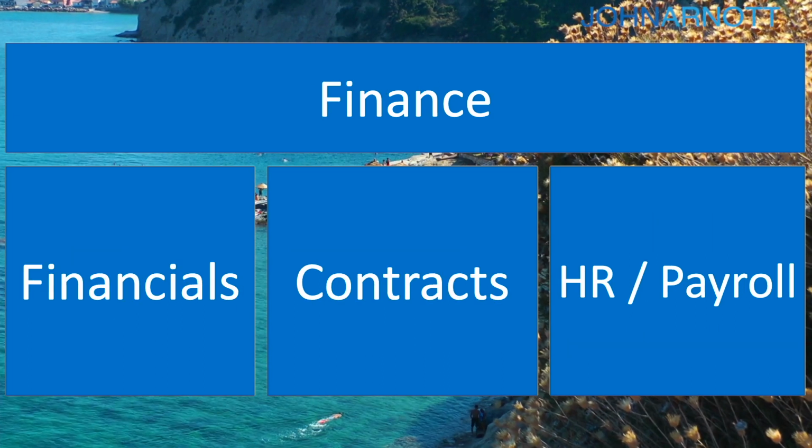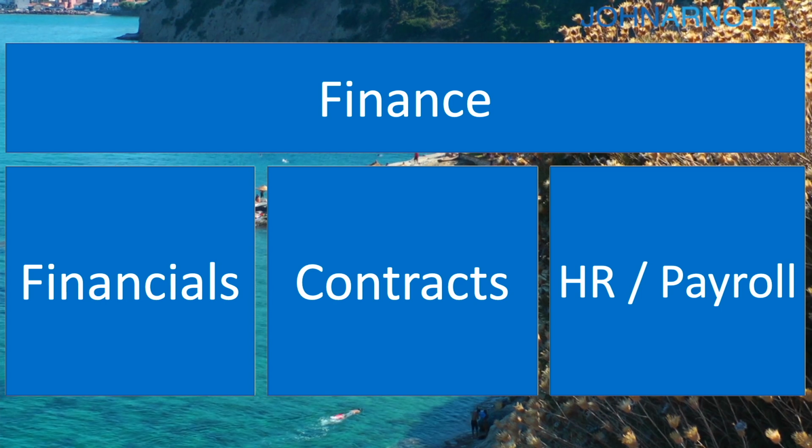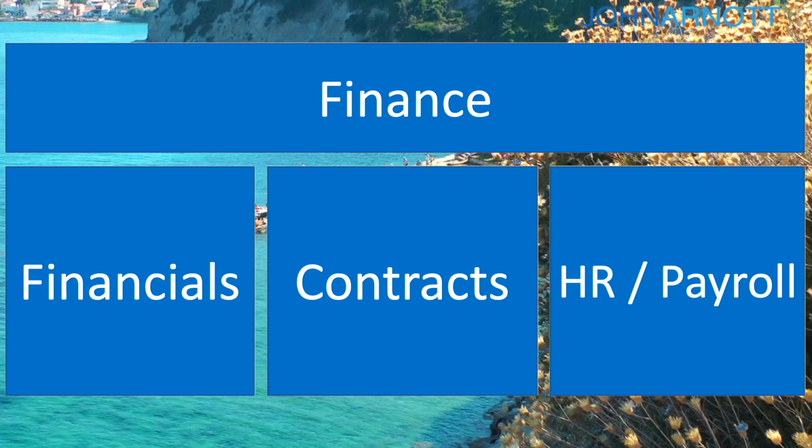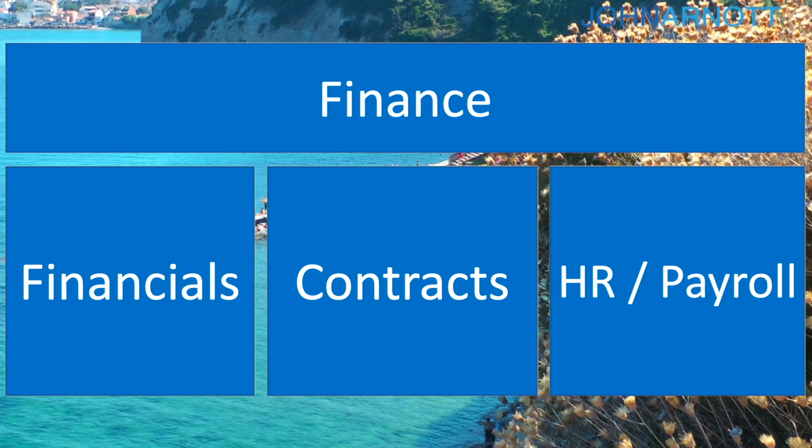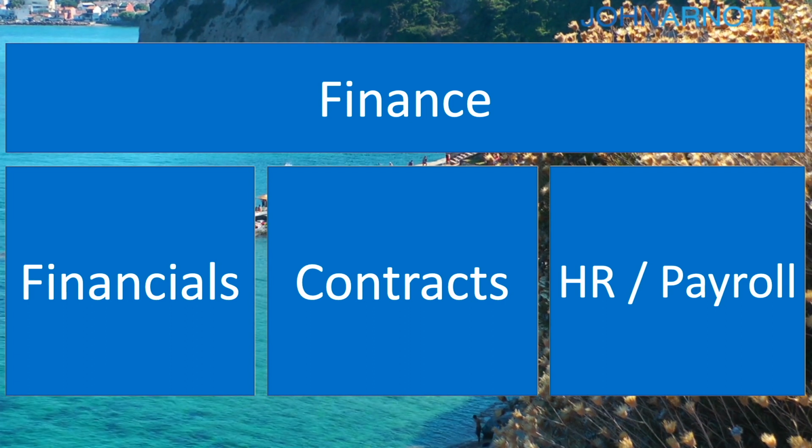Tying operations and sales and marketing all together are three other areas. And the first is finance. Finance are your financials. It's the accounts receivable, accounts payable. It's paying taxes, things like that.